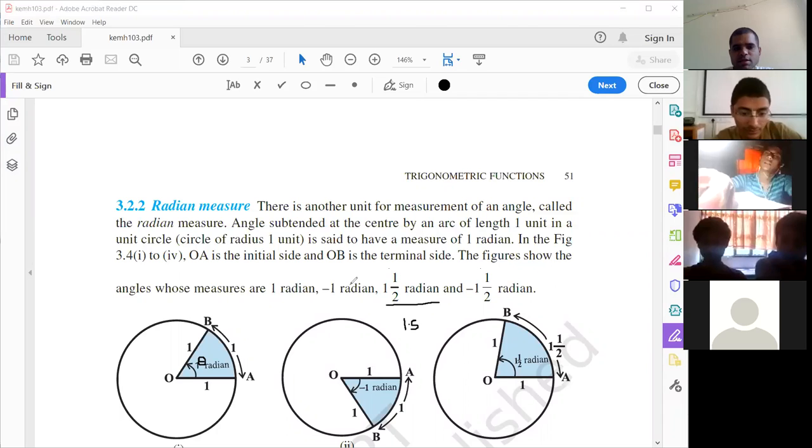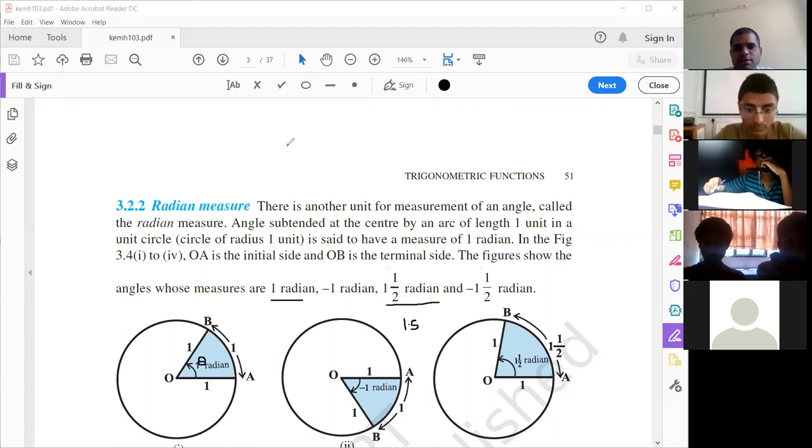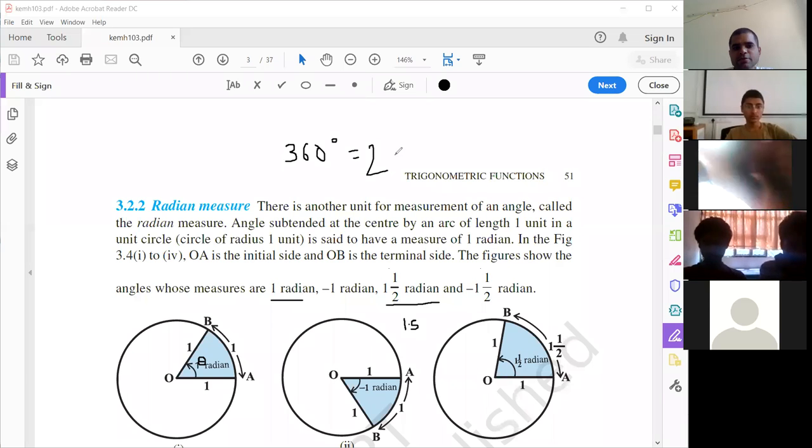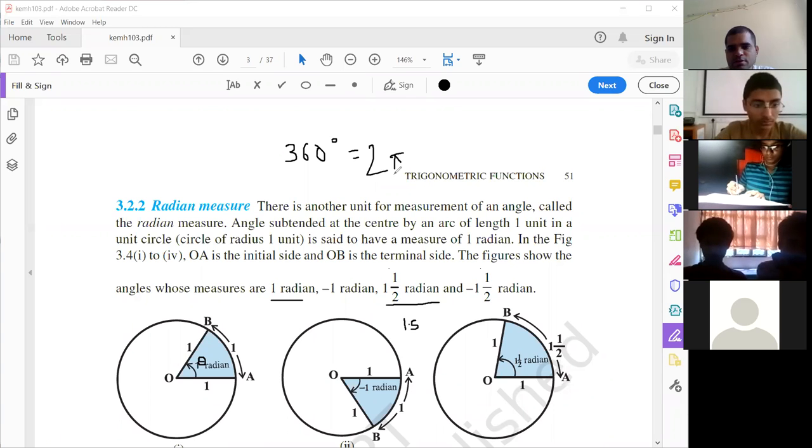Okay. So now we come to the point that what is the relationship between a radian and degree. तो सभी लोग जानते हैं कि 360 डिग्री is equal to 2 pi. ये जो पूरा एंगल होता है this is called 2 pi. और अगर ये हाफ एंगल हो तो this is called pi radians. Okay, this is measured in radians.